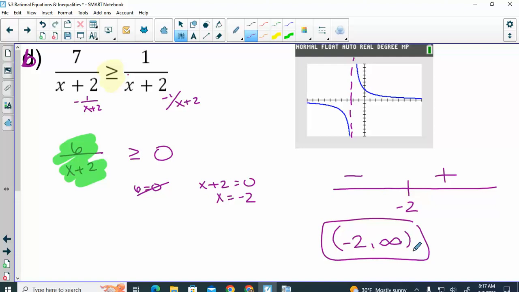Is that why sometimes it crosses? Mm-hmm. Because I wanted greater than 0, so greater than would be the positive section. Alright. Any other questions here?